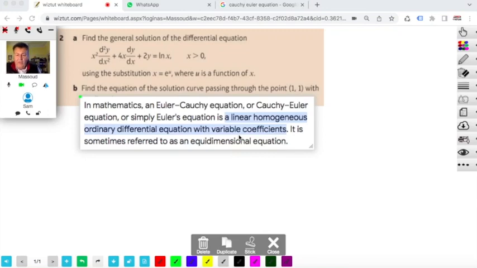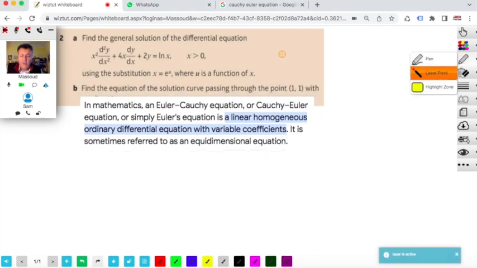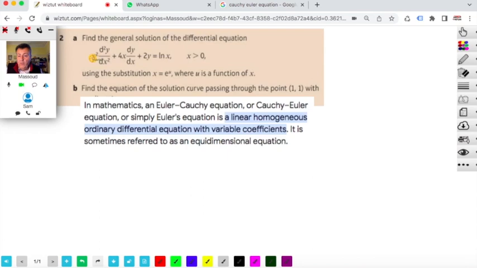Here we have an example of a Cauchy Euler equation, a second order differential equation, and it's basically a linear homogeneous differential equation with variable coefficients. So the coefficients in a normal second order differential equation wouldn't have a variable; they would have a number, a number, and a number. But here we have variables: x squared, x.